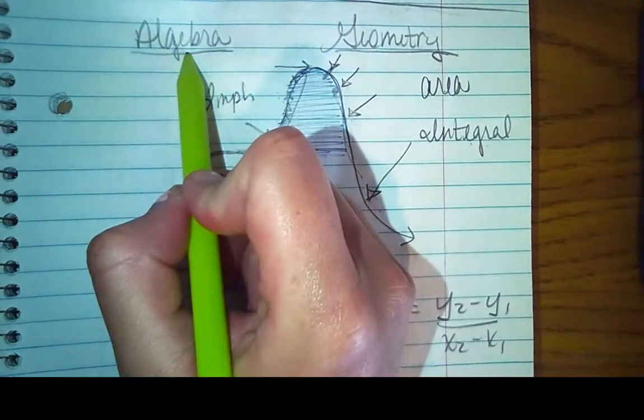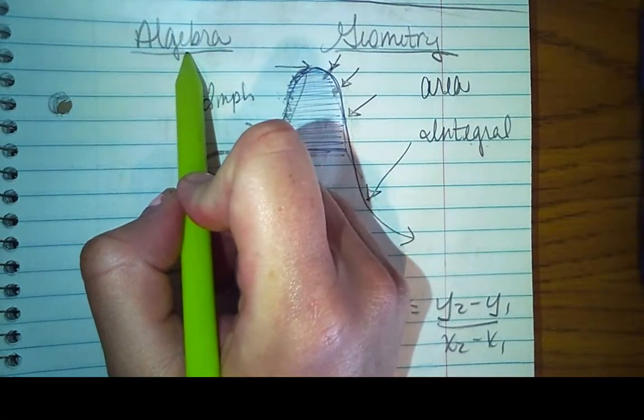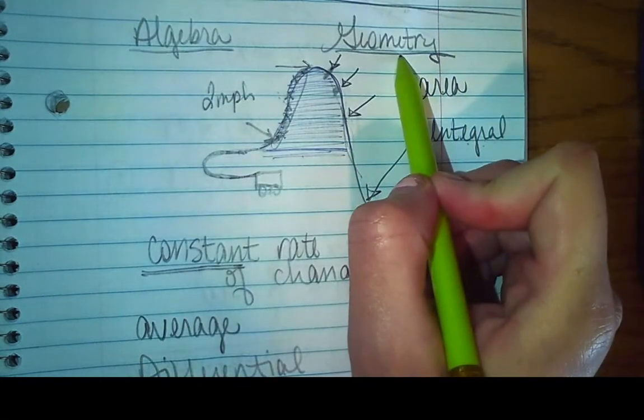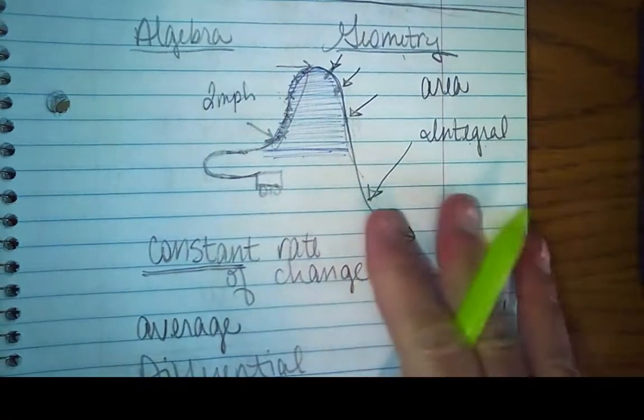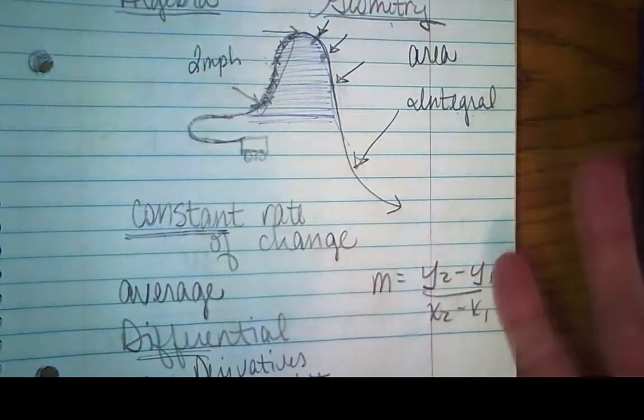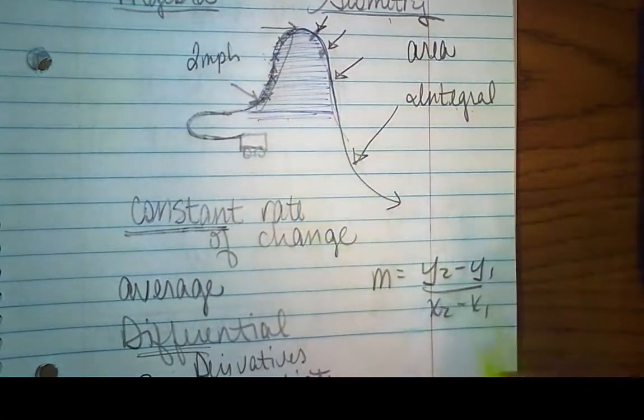If life was just about algebra and straight lines, it would be great. If life was just about simple shapes that we know the formulas of, life would be great. But life isn't that clean. And so we end up with calculus, and that helps us with this stuff.